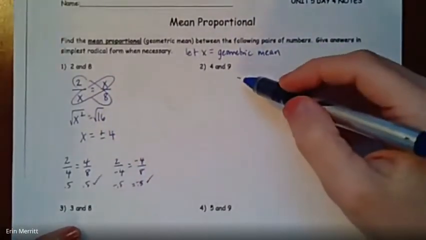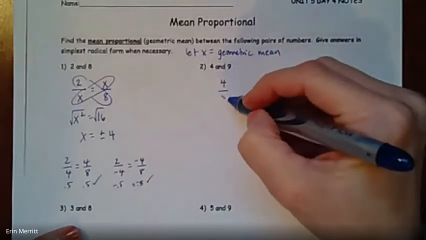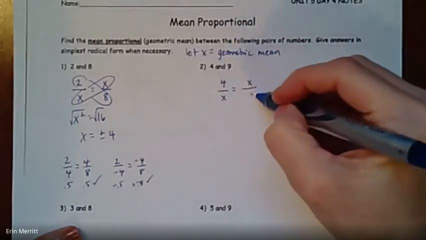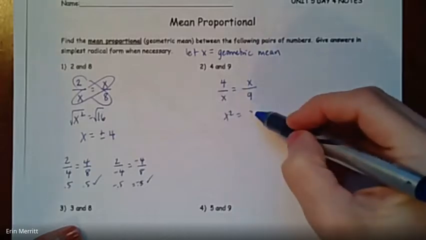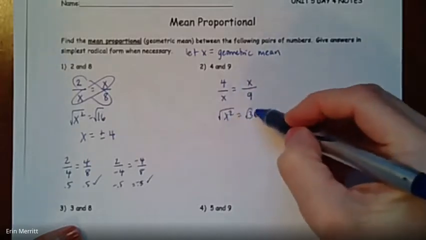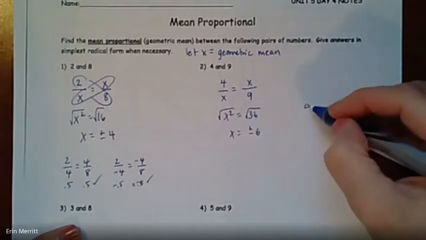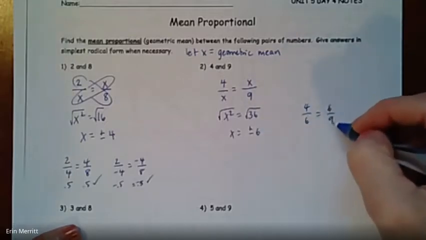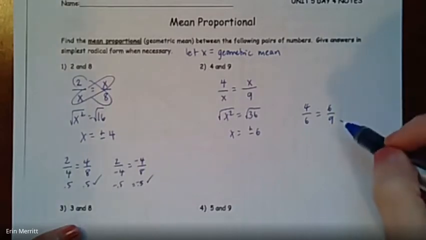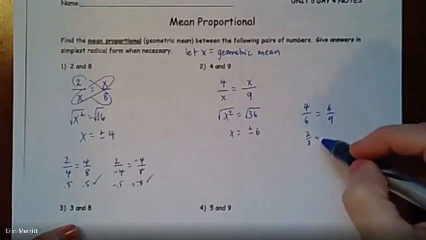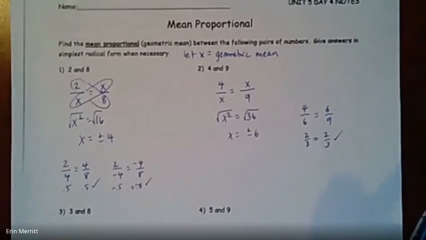So if you try that again, for number 4, we're going to let x be the value again. We're saying 4 is to what number as what number is to 9. All right, if I cross multiply, we get x squared, we get 36. So far, these are coming out nice and pretty, so we would get plus or minus 6. And so that means 4 is to 6 as 6 is to 9. Both of those, if you divide, come out to be 2/3 or 0.6 repeating, whichever way you want to think of it.